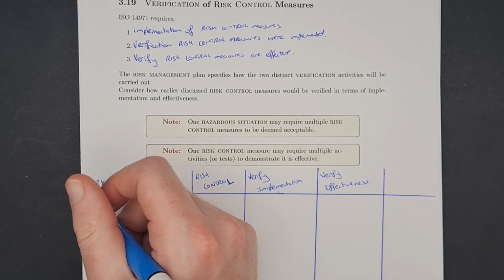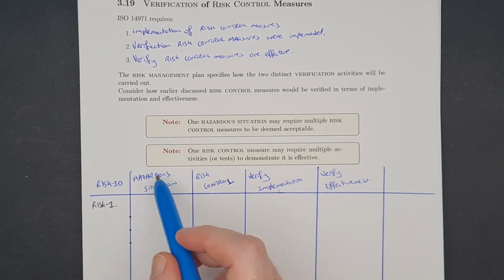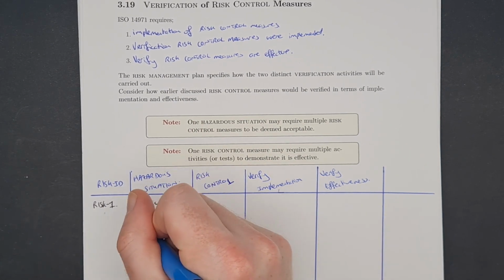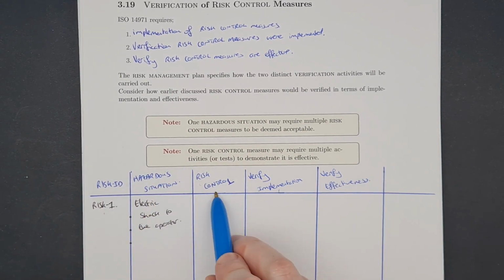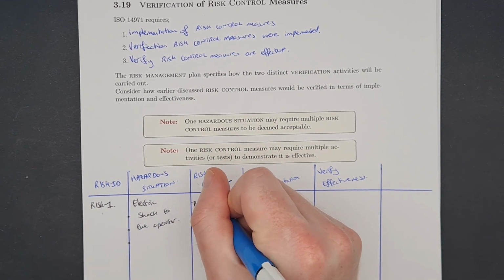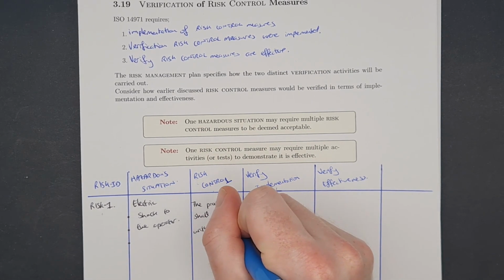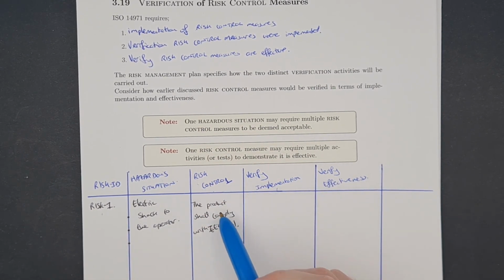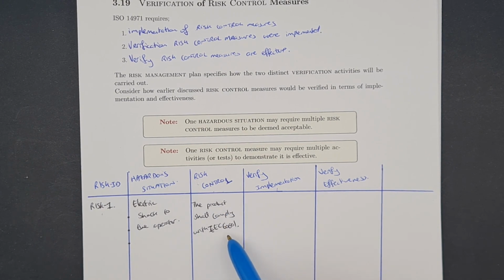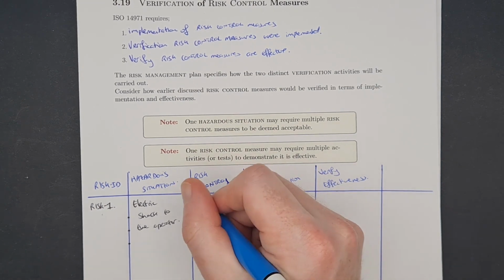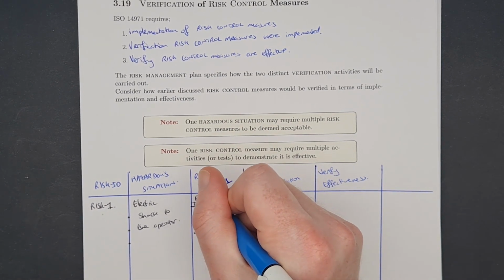So if I use the same risk from earlier examples, we had risk 1. Here I'll just copy over its same hazardous situation, which was electric shock to the operator. The risk control measure that I would introduce here would be that the product shall comply with IEC 60601, which covers how to introduce basically MOP barriers, the means of protection barriers that prevent electric shock. And what we would want here is a 2 MOP barrier for our enclosure and similar for the cables. So that's one. You would give that a unique ID as well, maybe RC number 1.